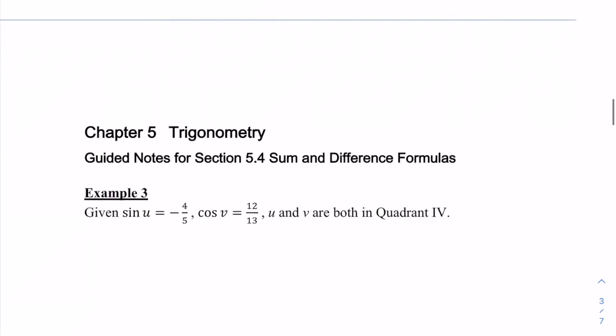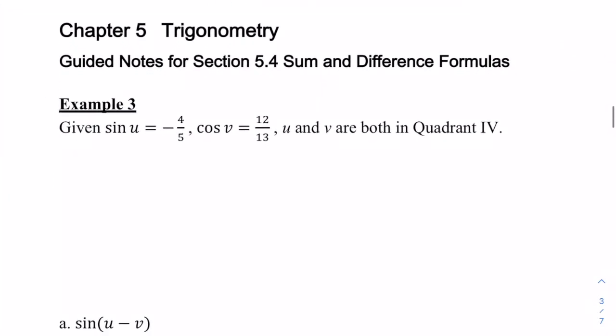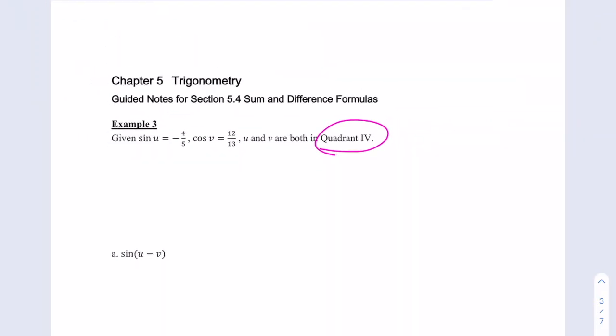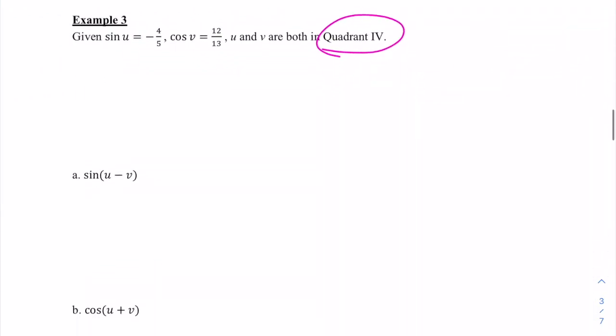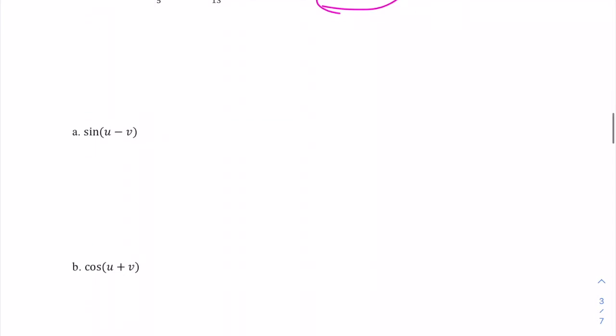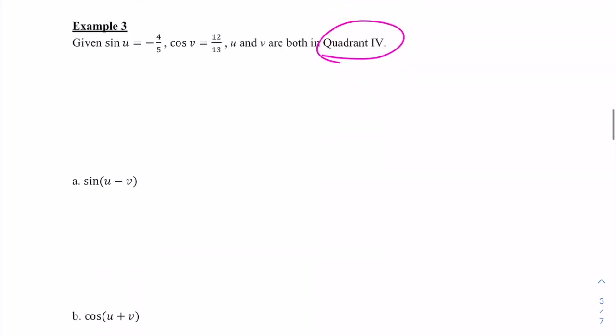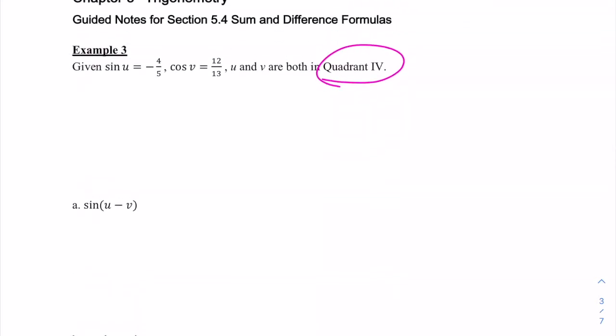All right, for the next example, I actually want you to pause the video and try this one first. So you have two angle measures, U and V, both of which are in quadrant 4. And you want to find these sums and differences. So the sine of U minus V, the cosine of U plus V, and the tangent of U minus V. Pause the video, like I said, and come back to check your work.